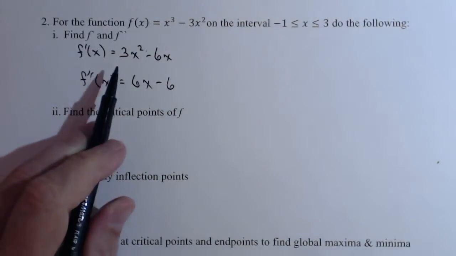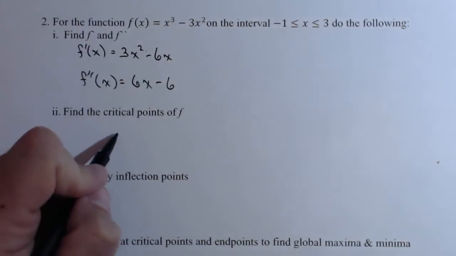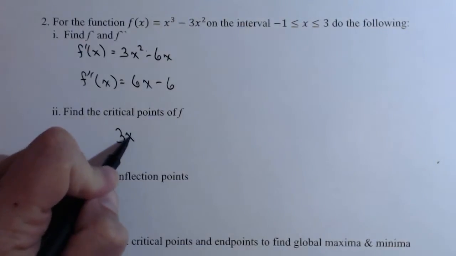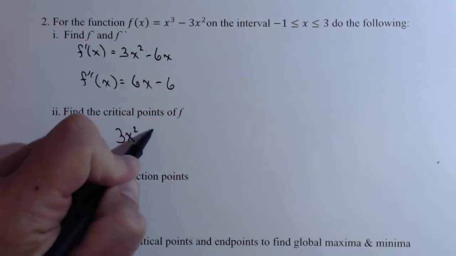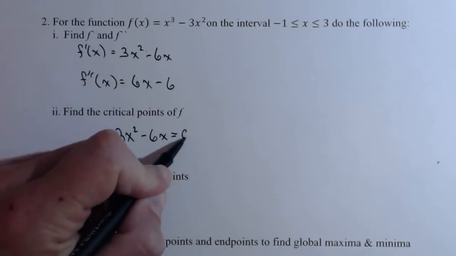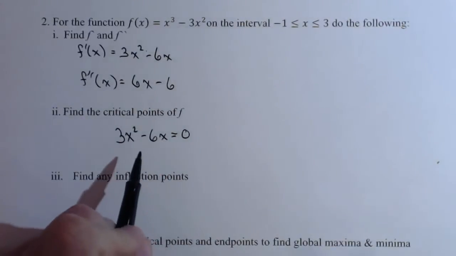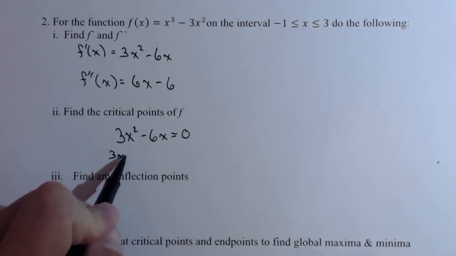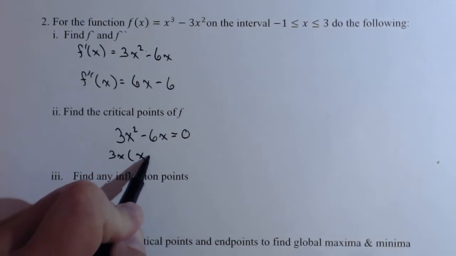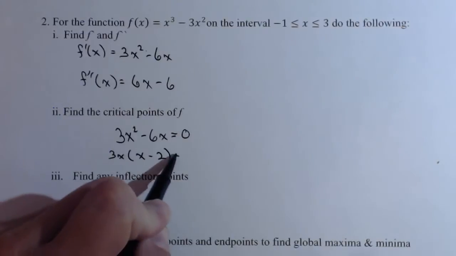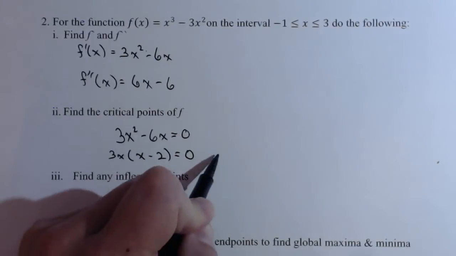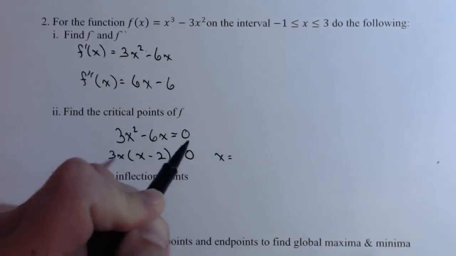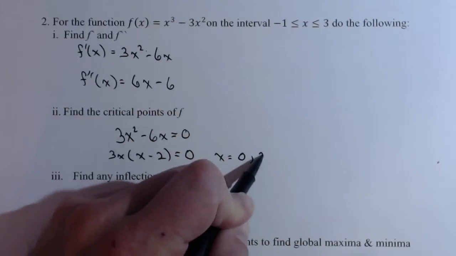Now, to find the critical points, we set the first derivative equal to 0, and we find where it's 0 or undefined. This is a polynomial, so it's only going to have places where it's 0. We can factor a 3x out of here, and we get x minus 2 equals 0. So we have critical points at 0 and 2.